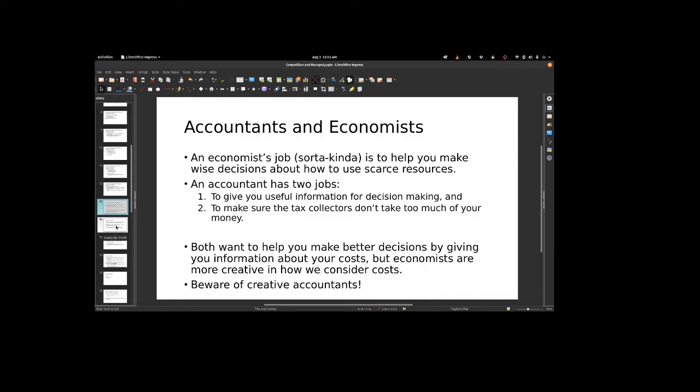The difference between accounting profit is sort of the technical definition of profit according to the accountant's system of rules that's built to both help them give you useful information and to deal with the tax law. Accounting profit's about that. Economic profit, we're sort of able to take a step back and say, let's just think about costs and benefits.